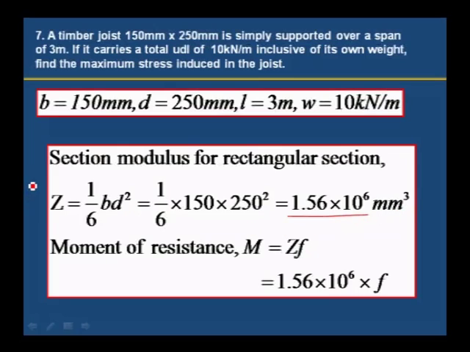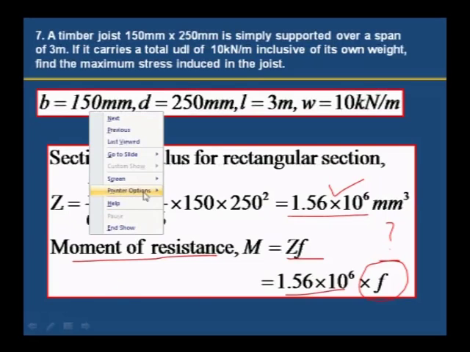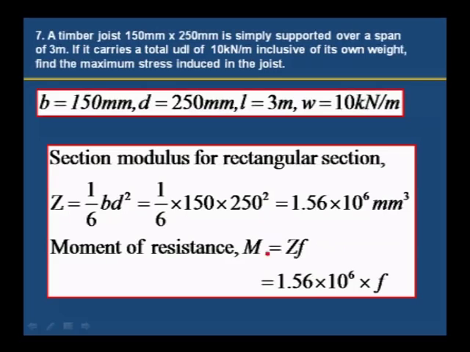Once you get the Z value, moment of resistance is equal to Z into F. Z is 1.56 into 10 to the power of 6 calculated, and we need the F value. F is question mark. Okay, to find out F, what we have to do? We have to equate the maximum bending moment to the moment of resistance.